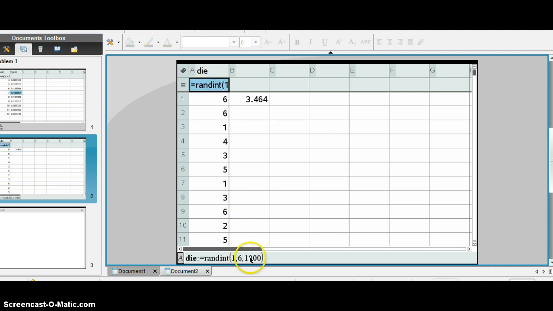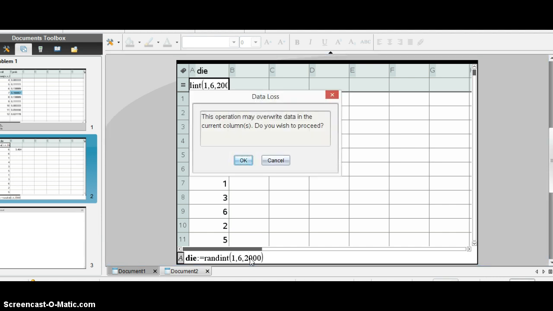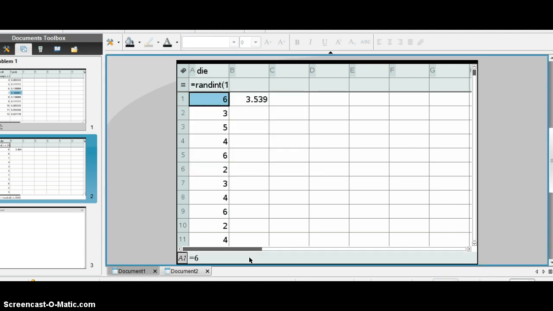I'm going to increase the trials a little higher. I'm going to make them 2,000 trials. So in other words, imagine rolling a die 2,000 times. Watch the average. It's going to overwrite the old data. 3.539. It's getting even closer to that expected value that we calculated, 3.5.